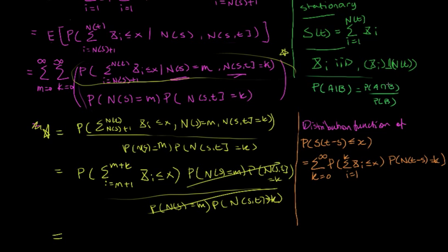So which assumptions have we used? We have used that X is independent from N, and we have not used stationarity of N yet.